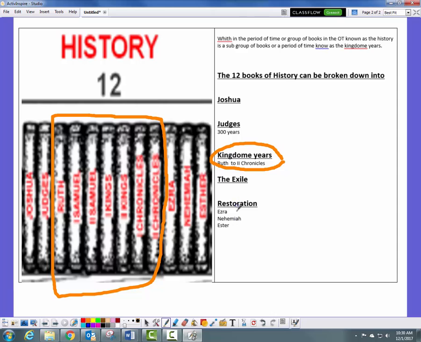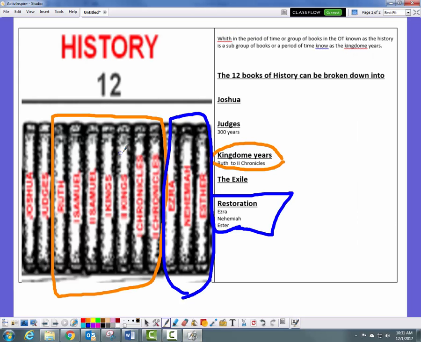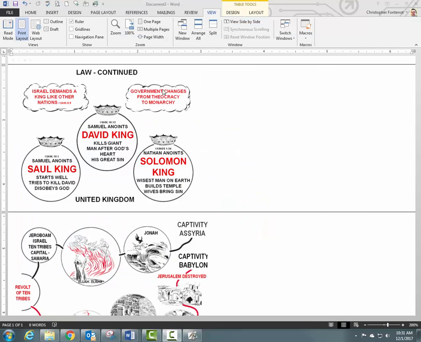Then next is the time of restoration, when they are allowed to go back to their homeland and rebuild their temple and rebuild the walls of Jerusalem. That is covered in this period of time, known as the Restoration. So in a general sense, I want you to know these three parts: the kingdom years, the exile, and the restoration. Those are the three major portions within this period of time of history that we're going to be talking about on these charts. And we can see that here.